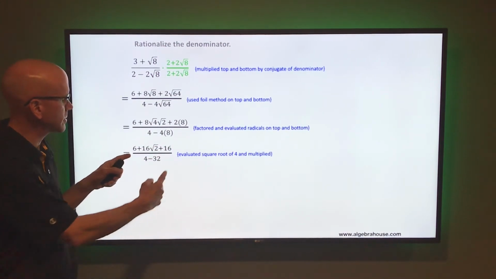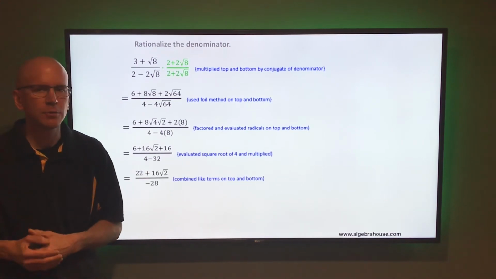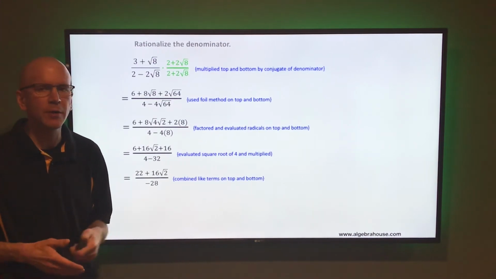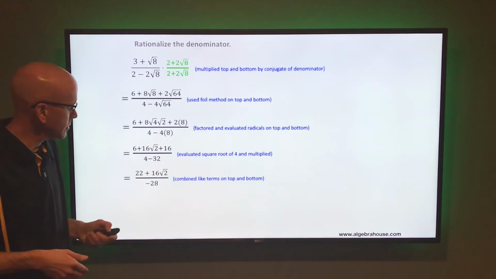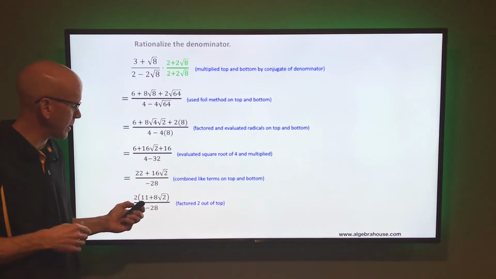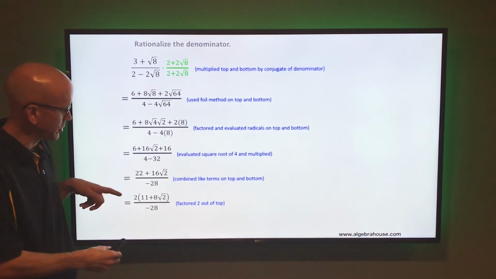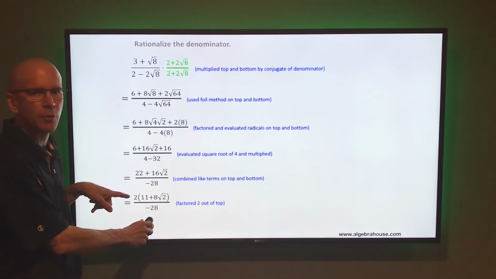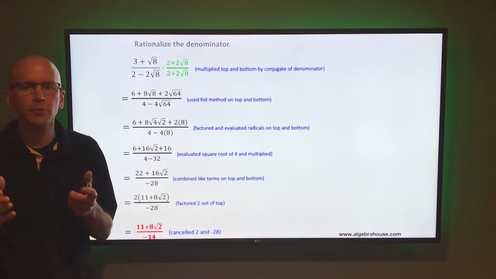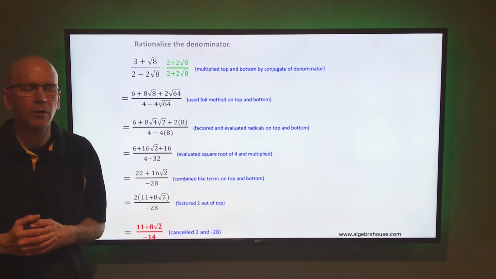Keep simplifying 6 and 16. You can combine those. It'd be 22 plus 16 times the square root of 2. In the denominator, that is negative 28. Now, if you look at the numerator, 2 is a common factor of that numerator. So you could factor 2 out of the numerator, just divide each term by 2 in the numerator. You'd end up with 11 plus 8 times the square root of 2 in parentheses. Now, the reason you factor that 2 out is because that will cancel with the negative 28 in the denominator. So cancel the 2 in the negative 28, and you are left with negative 14 in the denominator. So it'd be 11 plus 8 times the square root of 2 all over negative 14.